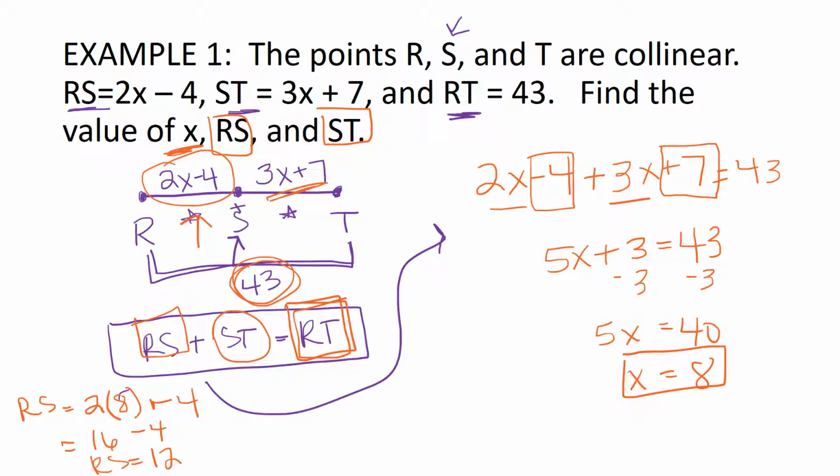Now that I know that RS equals 12 and I know that RT is 43, can I figure out what this missing piece is? This is 43 and this is 12. What's ST got to be? Well, I'd take 43 minus 12 equals 31. So ST is 31, x is 8, and RS is 12. My problem is now complete.